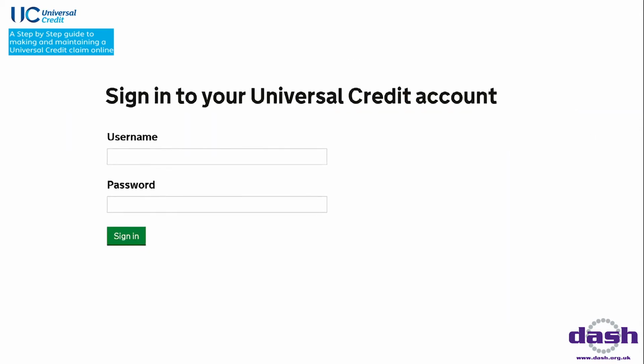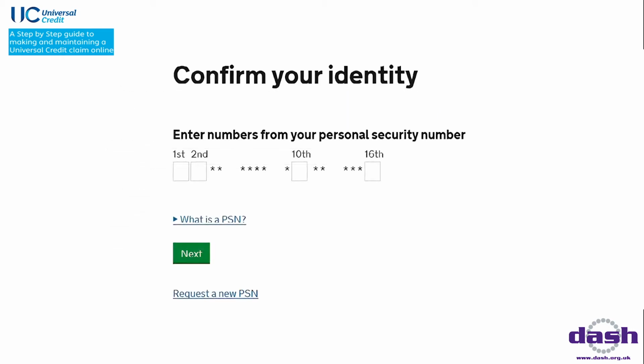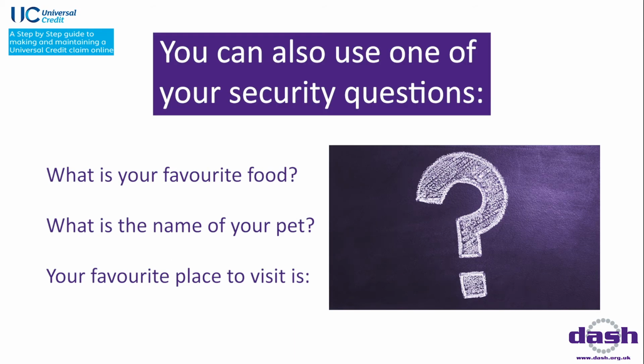To sign into your account, enter the username and password that you chose when you created the account. You will then be asked to enter 4 of the last digits of your personal security number. If you have not yet received your personal security number, you will instead be asked one of your security questions that you chose when you created the account.